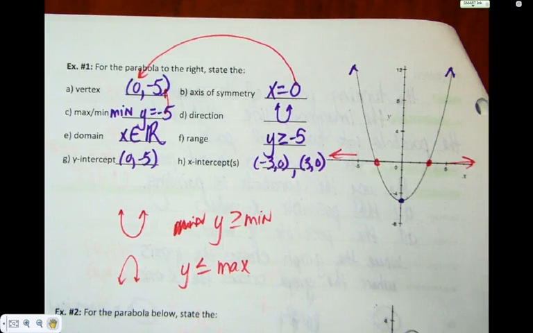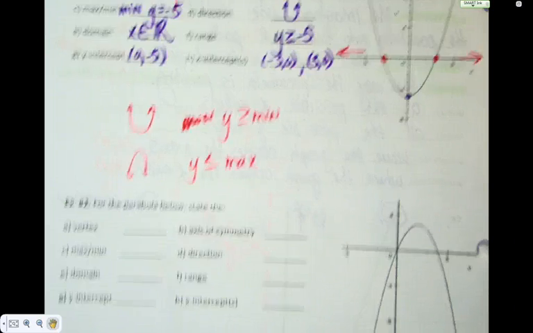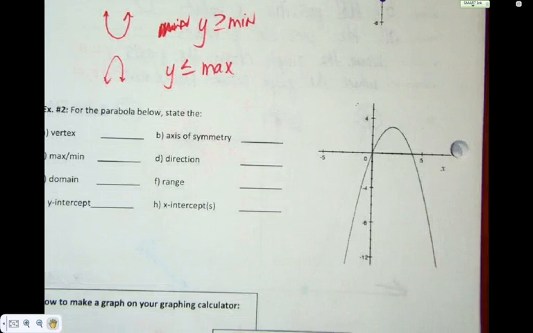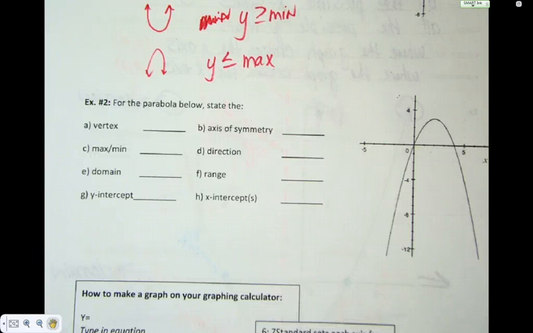Wait, for intercepts, do we put the coordinates or just the number? Coordinates. Remember, on this page we put how we write them. Okay, let's do another one. So just basically whatever the coordinates are.